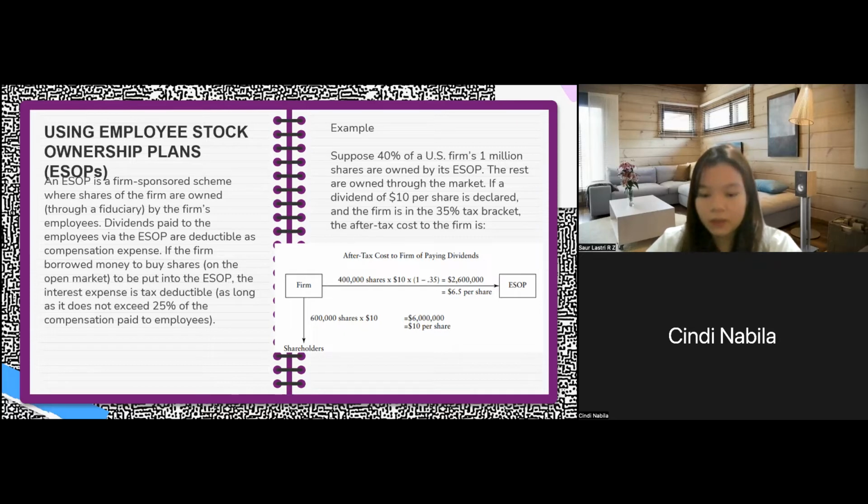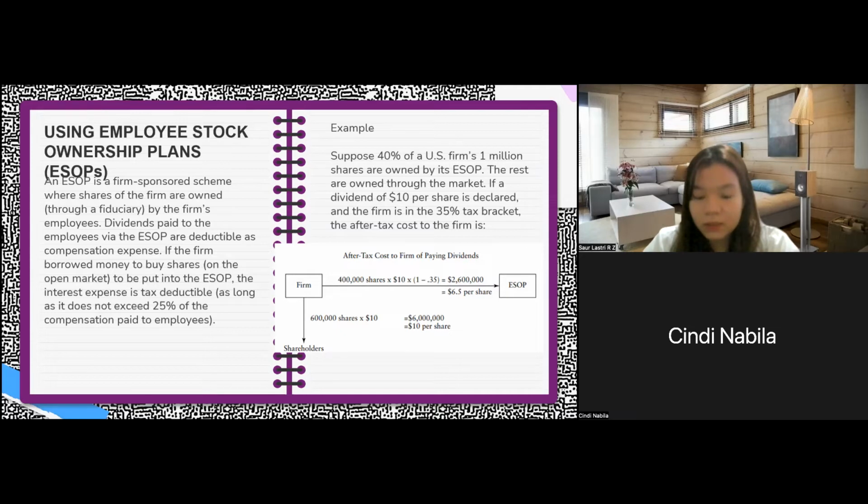For example, suppose 40% of a US firm's 1 million shares are owned by its ESOP. The rest are owned throughout the market. If a dividend of $10 per share is declared and the firm is in the 35% tax bracket, the after-tax cost to the firm is as shown in this picture. So the firm's dividend to the ESOP is 400,000 shares times $10 times (1 minus 0.35), which equals $2,600,000, and the cost is $6.50 per share.